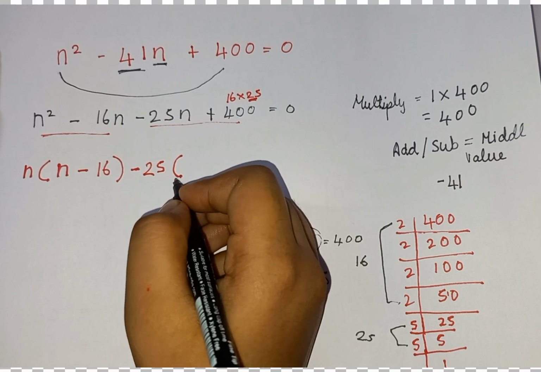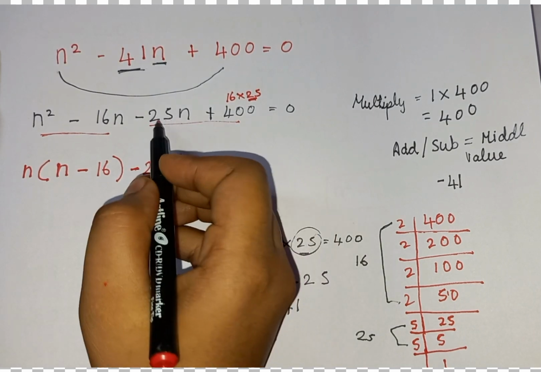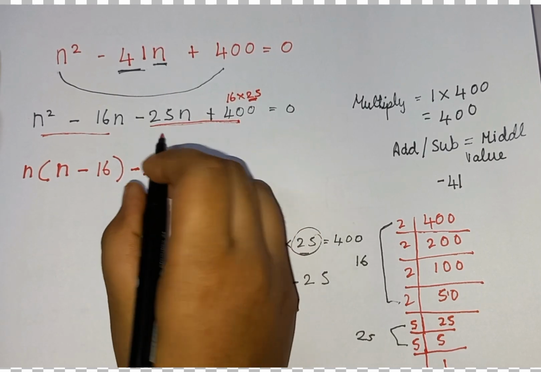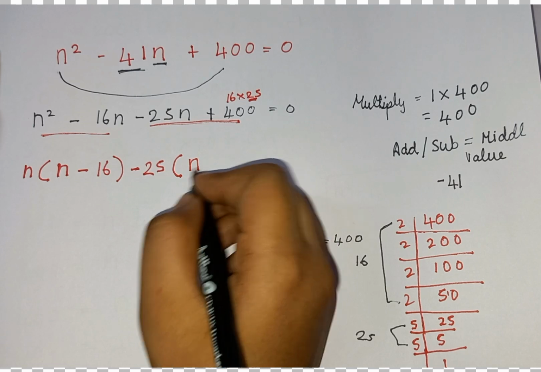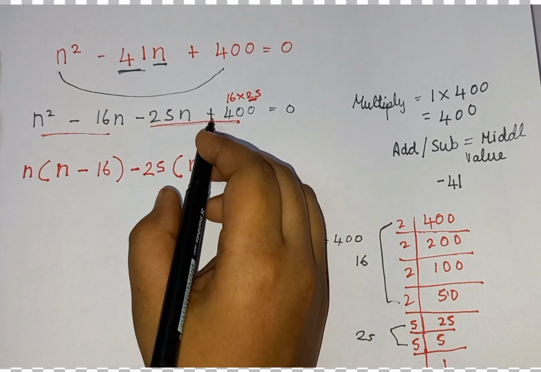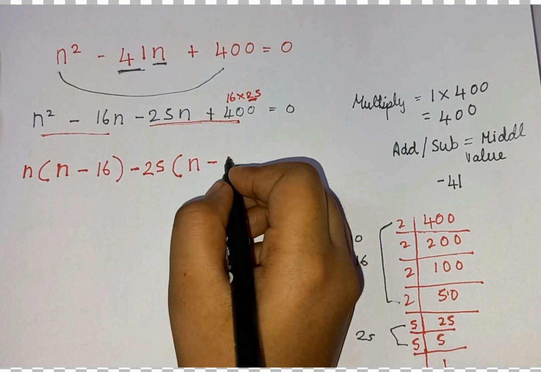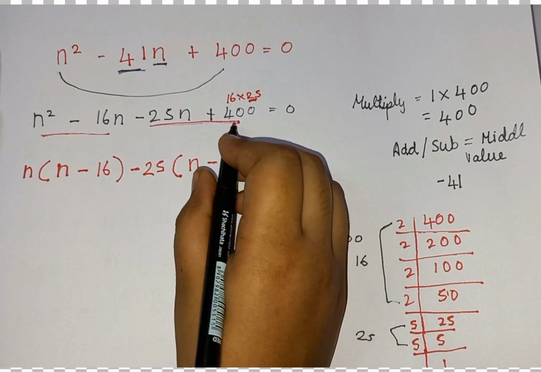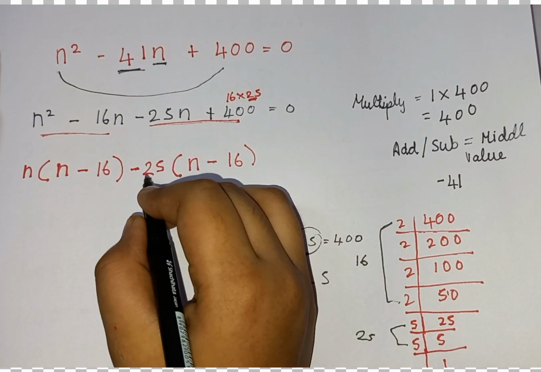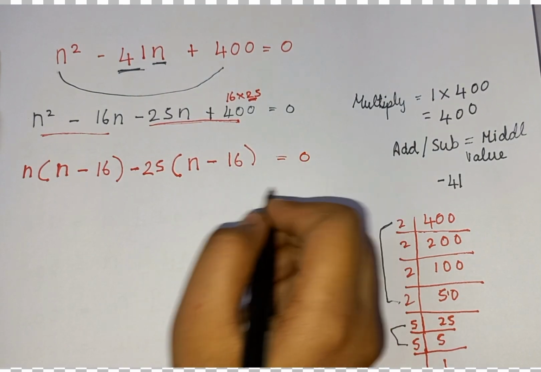Now we are supposed to multiply with the numbers or variables so that we get the above value. So here minus 25 into n is minus 25n. And then we have minus outside. If I put minus inside, we'll get plus, right? So minus into minus is plus, and 25 into 16 is 400. So we got the above value. Finally we got the value.